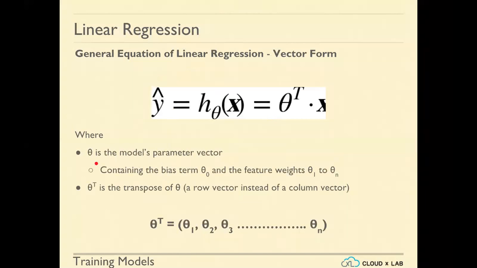So theta is the model parameter, containing all the bias terms. Sorry. Theta collectively, when all thetas are together, is a model parameter vector containing all the weights, starting with theta 0. Let me reiterate the entire thing.